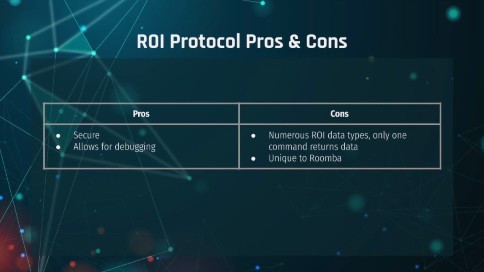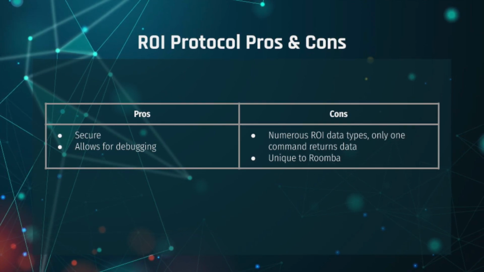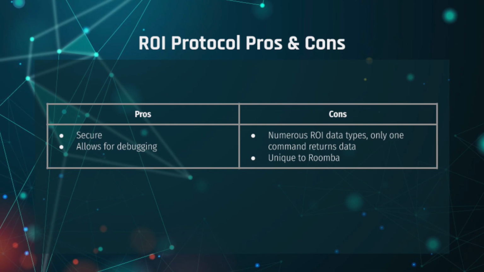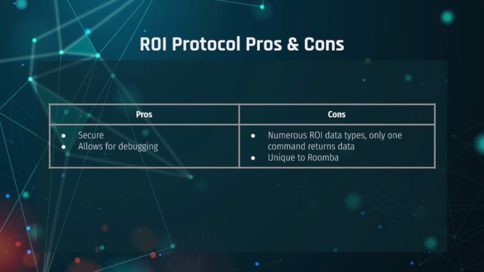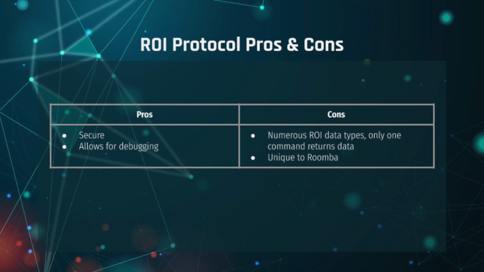Also, this protocol is only unique to Roomba. If a user has other iRobot products, such as the robotic lawnmower Terra or the robotic mop Brava, they will not be able to use this protocol to look at data being transferred and debug their device.